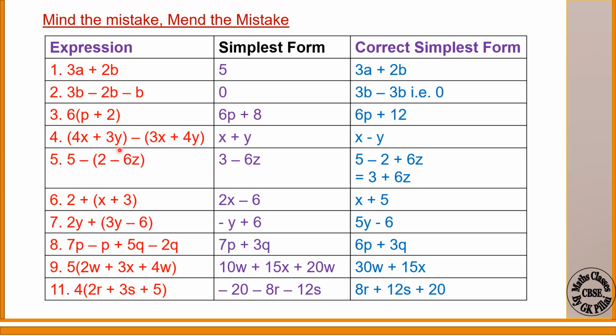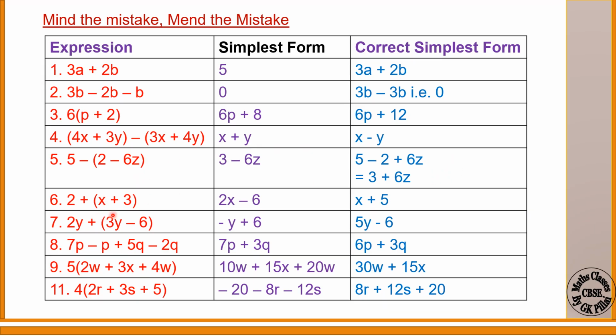Next one, 4x plus 3y minus 3x plus 4y. When you open the bracket and simplify, you will get 4x minus 3x. That will be x. And 3y minus 4y will be minus y. So the answer is not x plus y, it will be x minus y. 5 minus 2 minus 6z, when you open the bracket, this will become minus 2 and this will be plus 6z. When simplified, you will get 3 plus 6z.